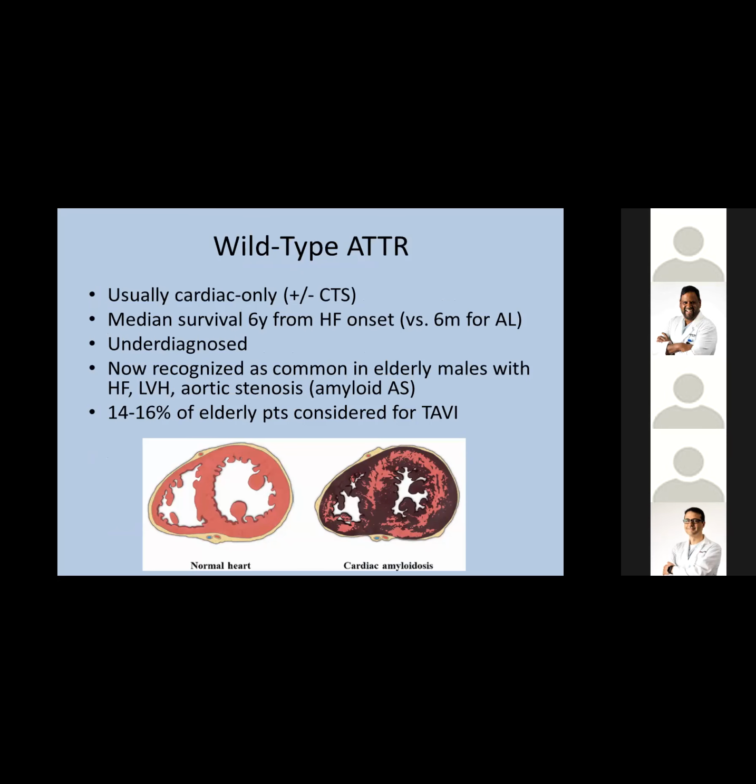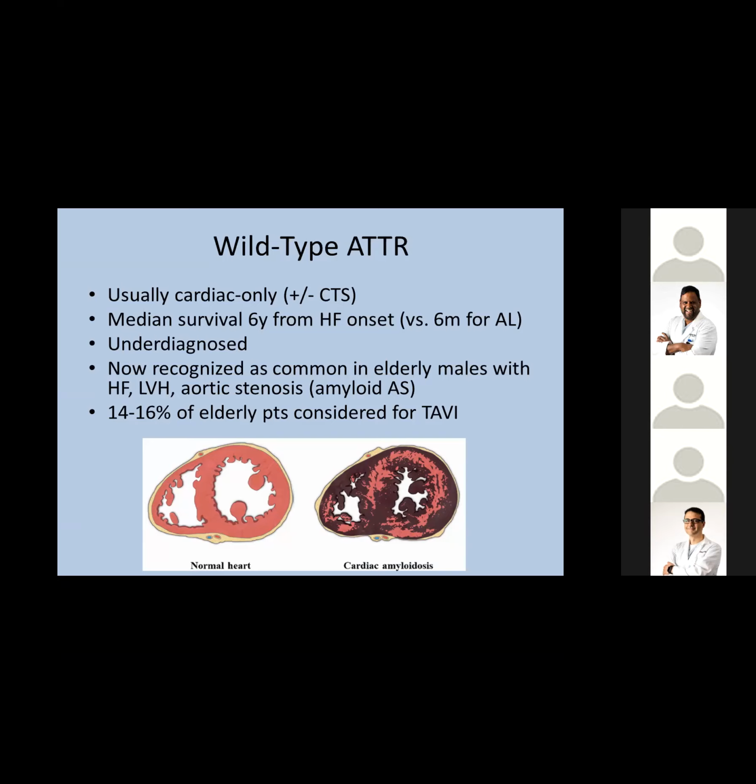So I'd like to focus on wild type TTR because that's actually what we see most commonly. And so that actually is most often only limited to the heart. It doesn't tend to involve other tissues throughout the body, except in some cases, some connective tissue involvement. It often presents with carpal tunnel as well. And this has a much better survival than light chain amyloid at 6 years from the onset of heart failure versus 6 months. So that makes it important to distinguish those two.